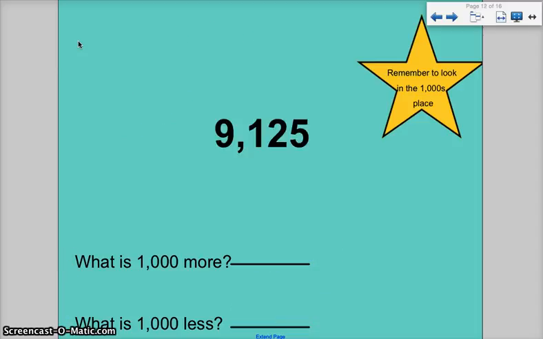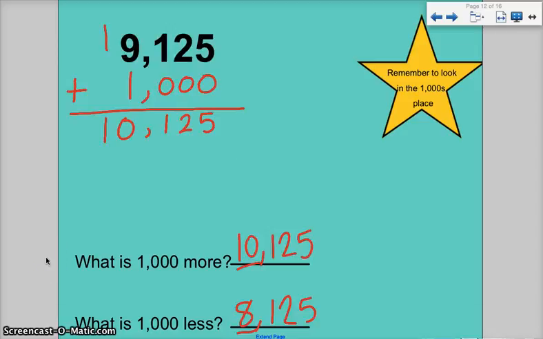This problem says 9,125. What is 1,000 more? What is 1,000 less? Please try this one on your own. Resume when you are finished. Okay, third graders, so when you look at your work, you should have ended up with 10,125 for what is 1,000 more, and for what is 1,000 less, you should have 8,125.